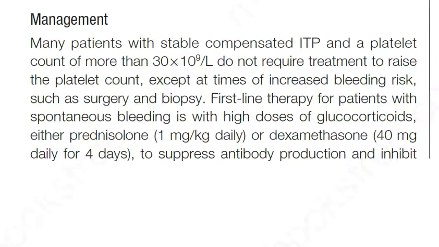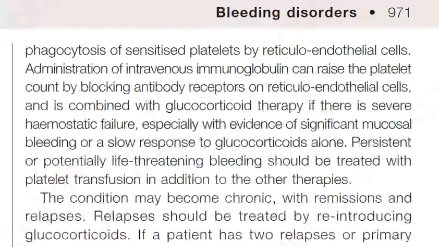Now, management. Many patients with stable compensated ITP and a platelet count of more than 30,000 do not require treatment to raise the platelet count, except at times of increased bleeding risk, such as surgery or biopsy. First-line therapy for patients with spontaneous bleeding is with high doses of glucocorticoids, either prednisolone 1 mg per kg daily or dexamethasone 40 mg daily for 4 days, to suppress antibody production and inhibit phagocytosis of sensitized platelets by reticuloendothelial cells.